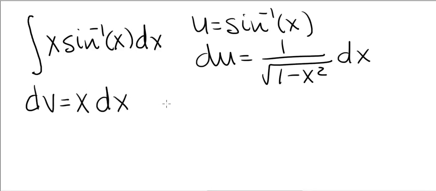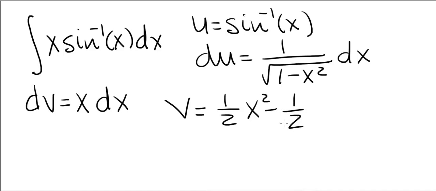To go from dv to v, we take any antiderivative. Normally 1/2 x squared is sufficient, but in this case it's better to make v 1/2 x squared minus 1/2. We can certainly do that because the derivative of v is x, and this will help us in evaluating the integral in integration by parts.